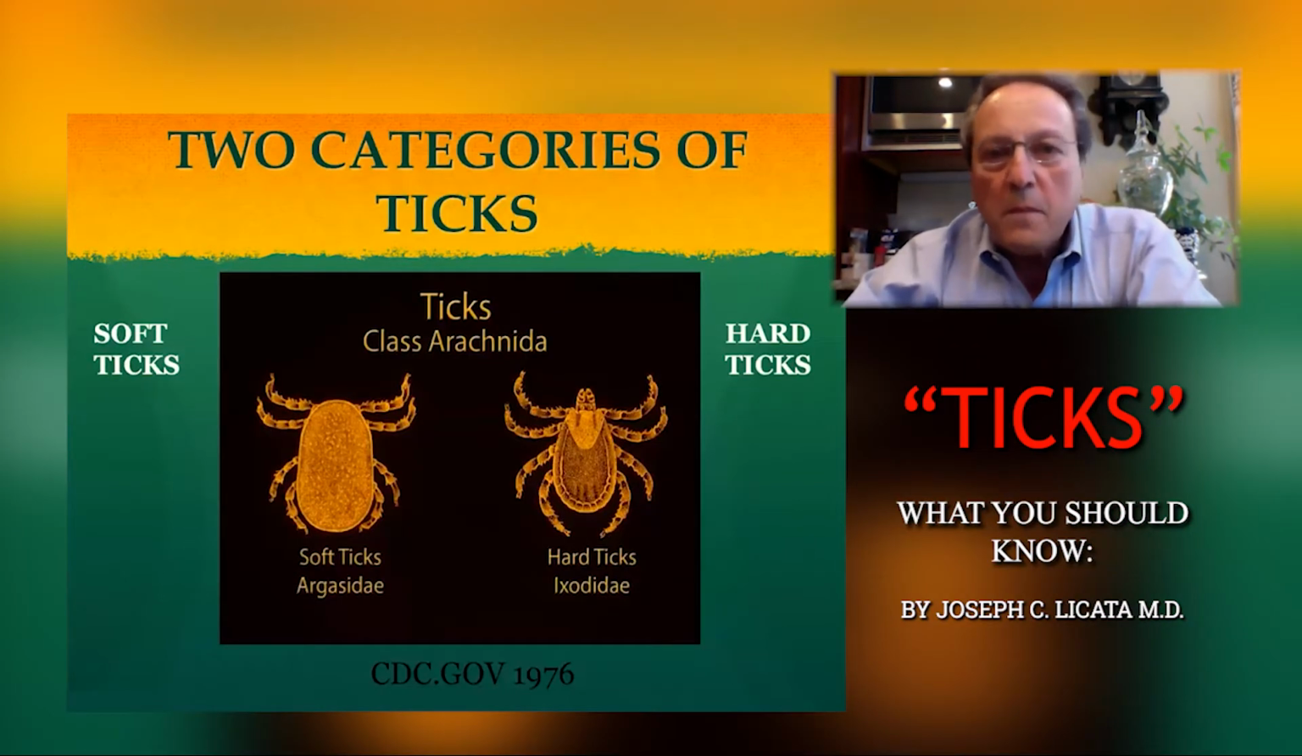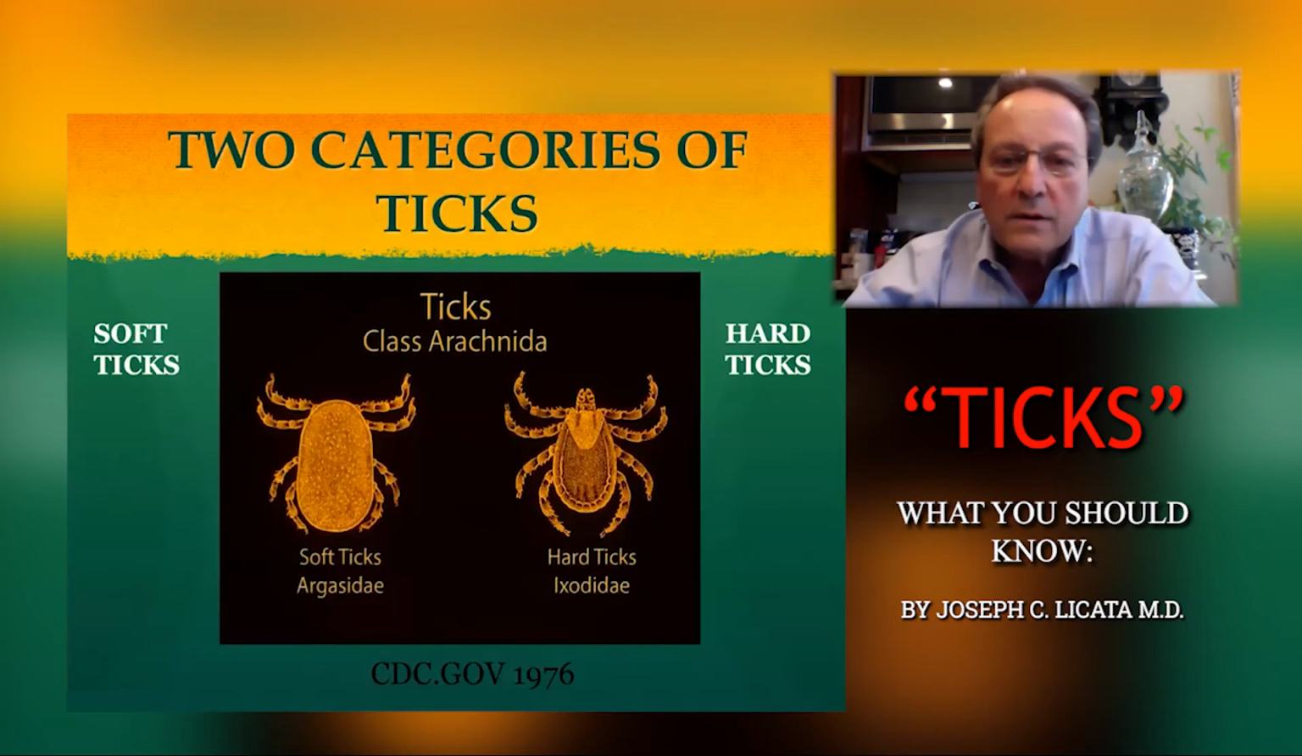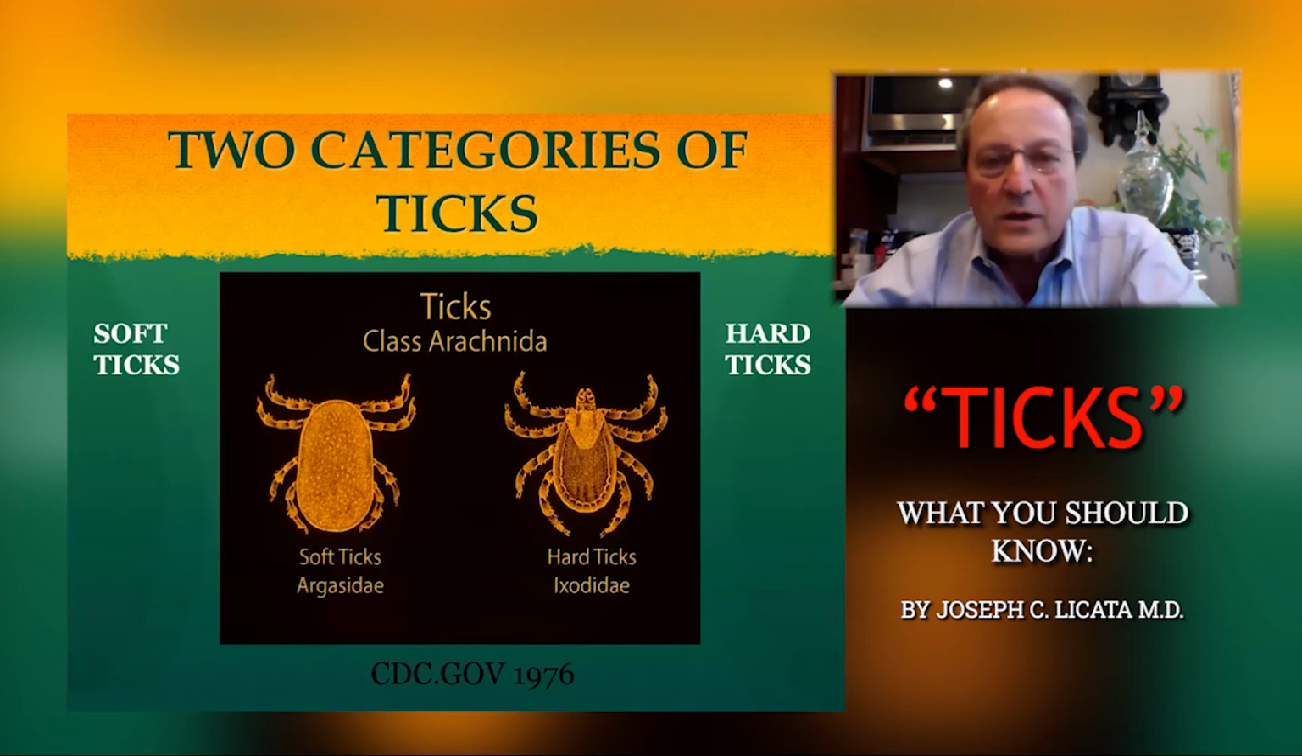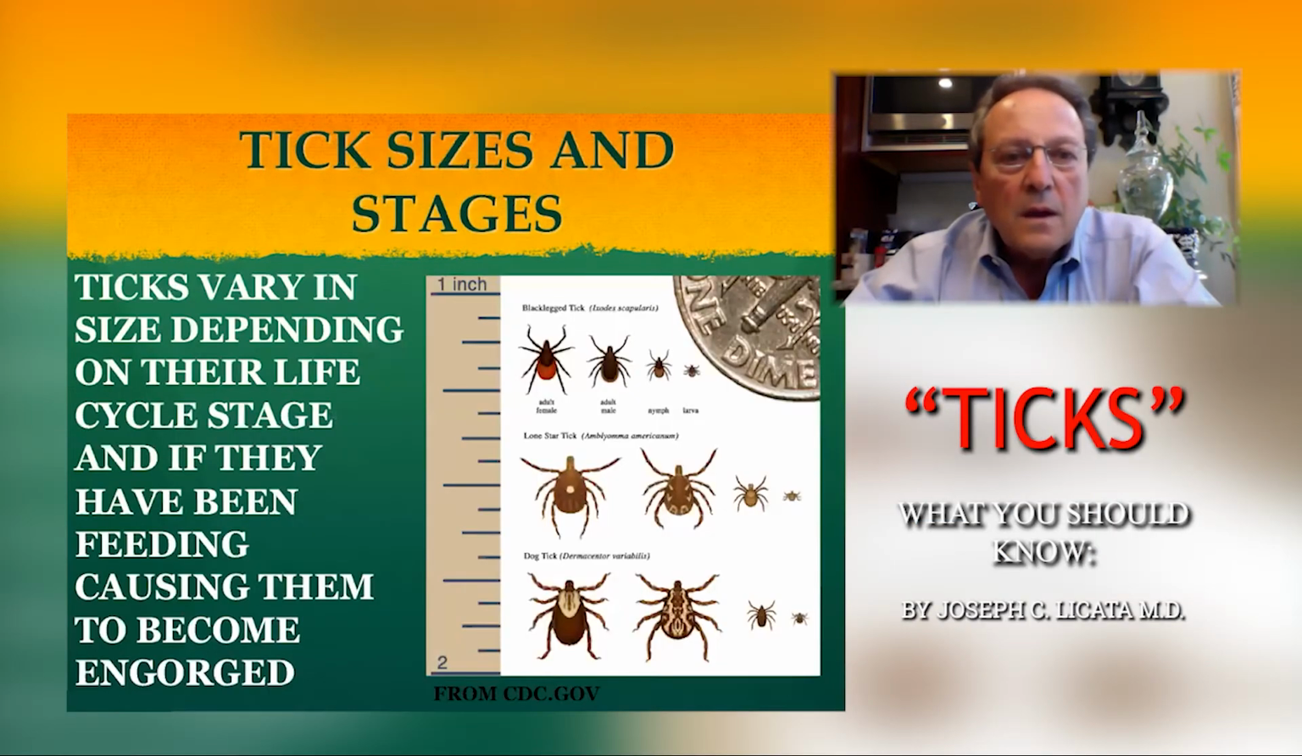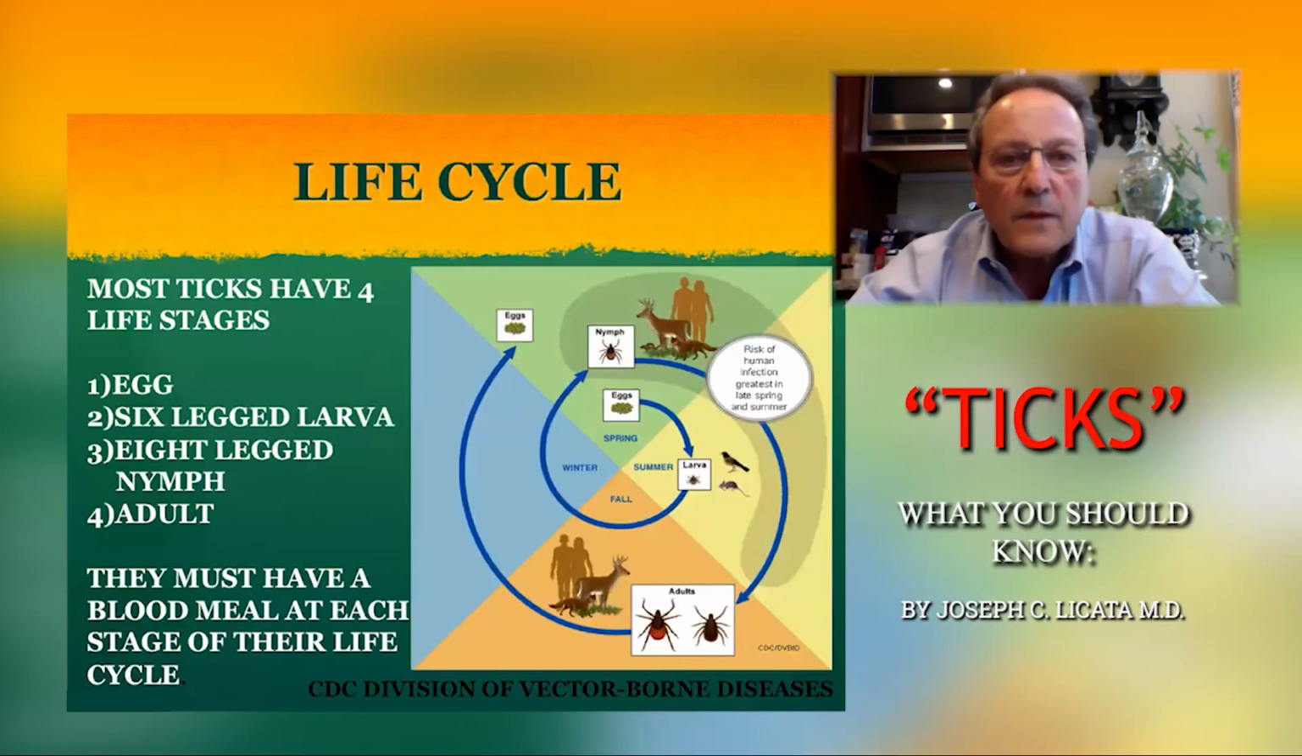We're going to be talking about hard ticks. There are two types of ticks, soft ticks and hard ticks, and the hard ticks are characterized by having a dorsal shield. And ticks vary in size depending on their life cycle stage and if they have been feeding, causing them to become engorged. We'll go through that as the PowerPoint progresses.